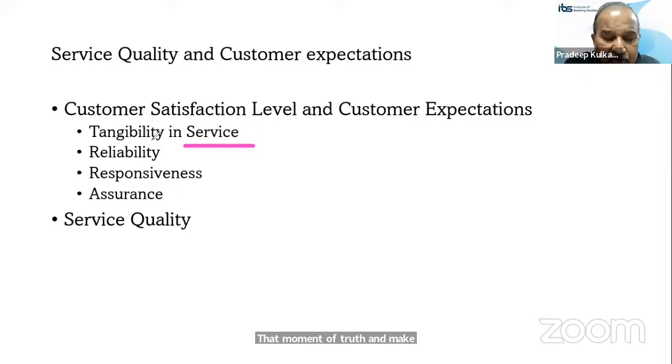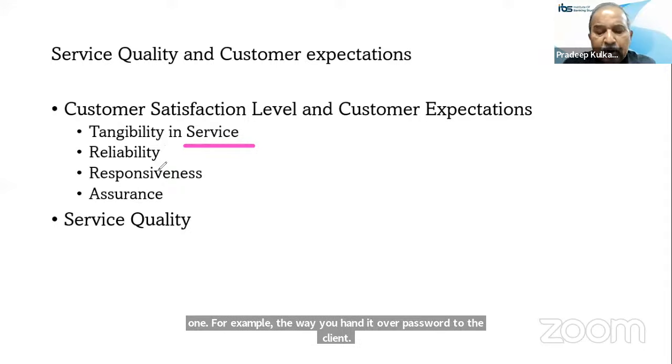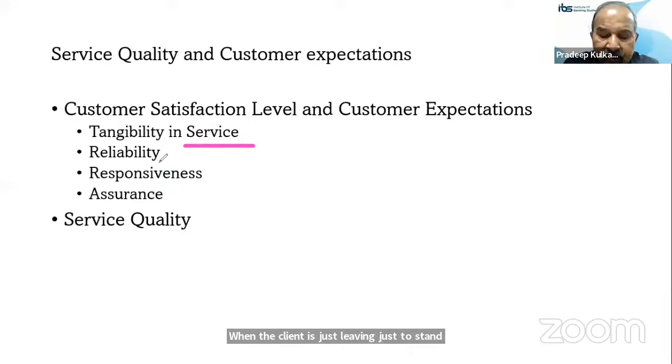For example, the way you hand over the passbook to the client. When the client is just leaving, just stand up from your chair and offer him your regard. The way the customer feels, that is altogether different. Okay, this is the way you can make the service visible, service tangible, service feelable. That is how tangibility works.